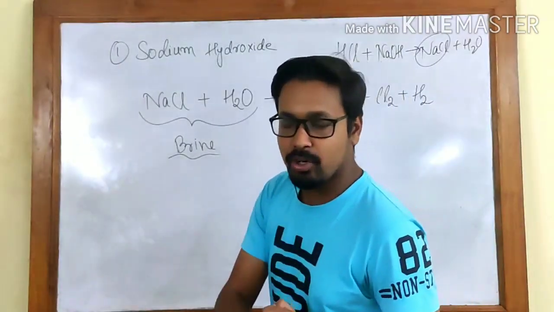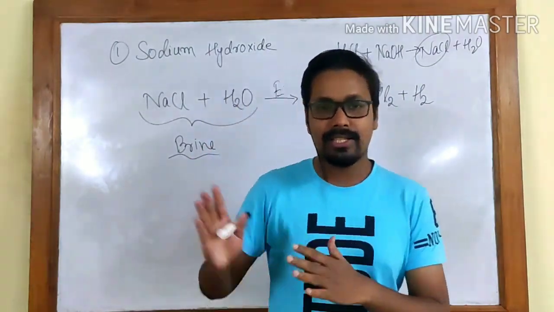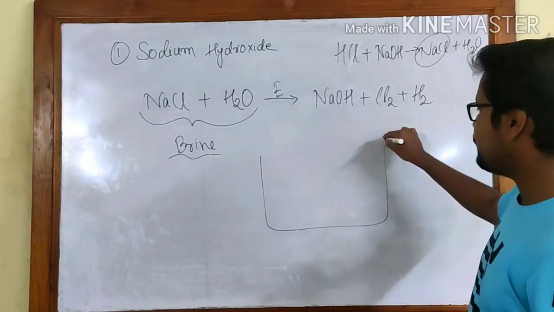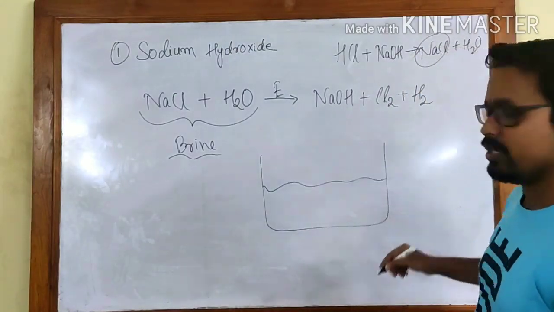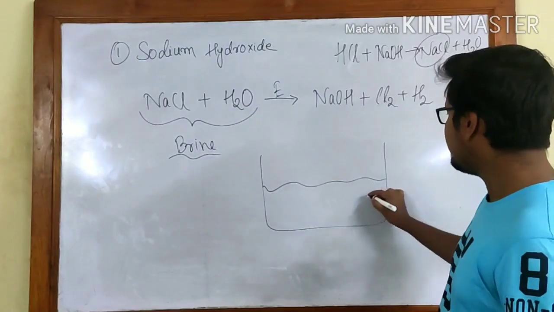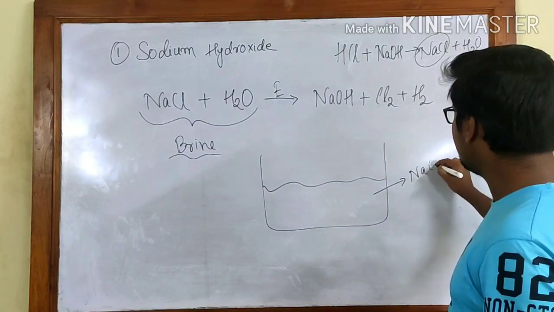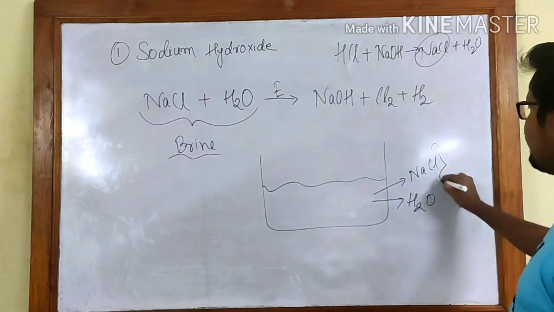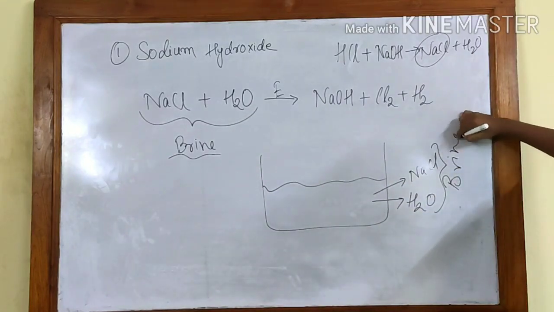Some additional information: for using this process, we will need one electrolytic chamber. It happens to be like this, one chamber where you have a solution, and in this solution you will be adding NaCl, and it will obviously have water. So this is the brine solution which I have mentioned.